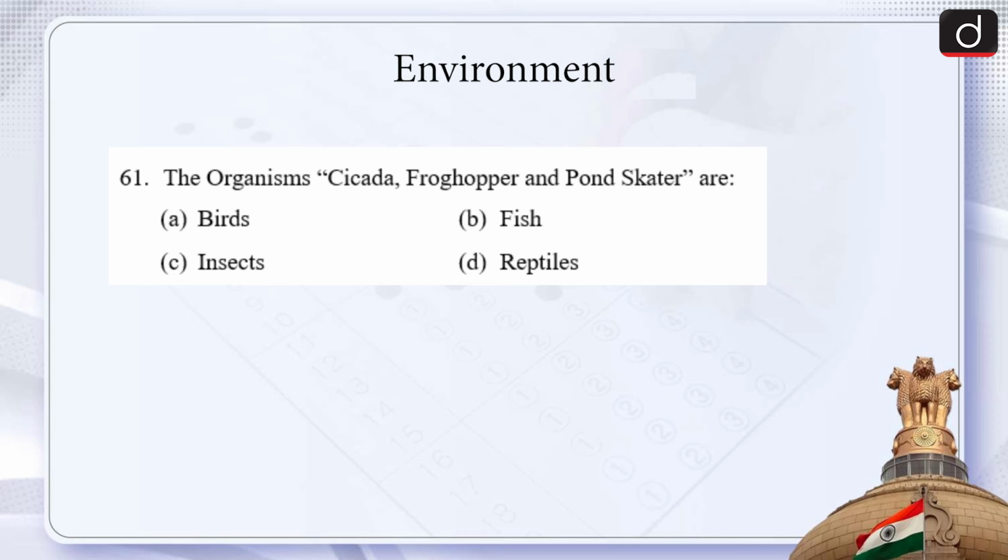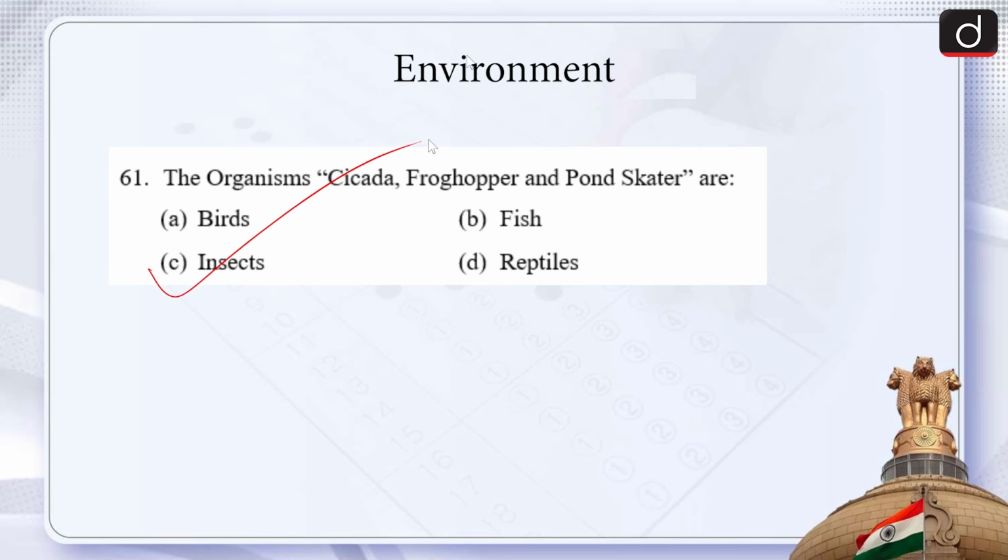As you already know, we are done with the Prelims 2024 and now we are with the paper discussion part. So in this session we are going to discuss the environment section which has been asked by UPSC in 2024 Prelims. The first question is: the organisms cicada, froghopper and pond skater are, and your options are birds, fish, insects, reptiles. So the correct answer is C.